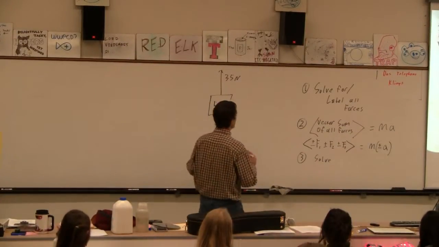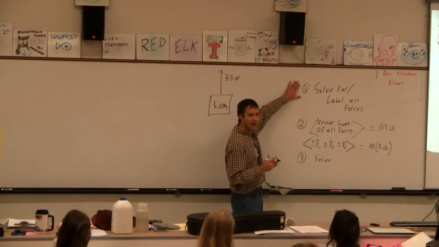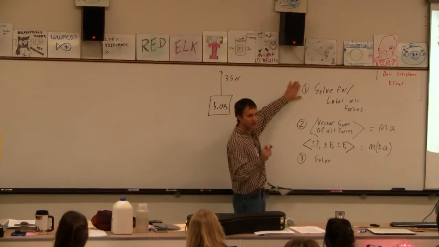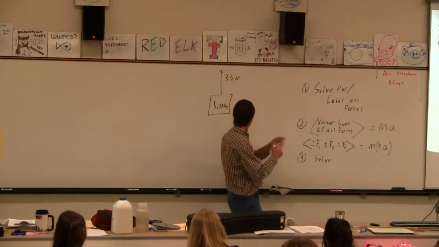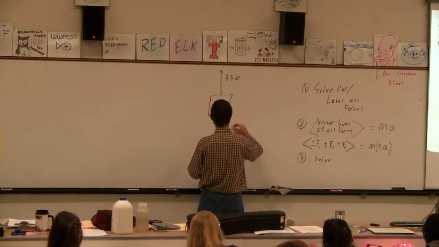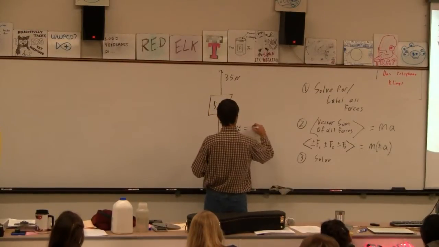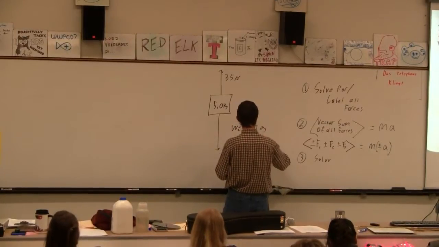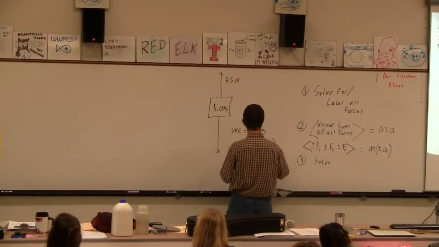Yeah. So when I say solve for and label all the forces, suffice it to say that there's one more force. If it's hanging and it's on Earth, then there's a force of gravity downward, and that force is equal to, well, it's m times g, right? So it's 5 times 9.81, and that's 40.